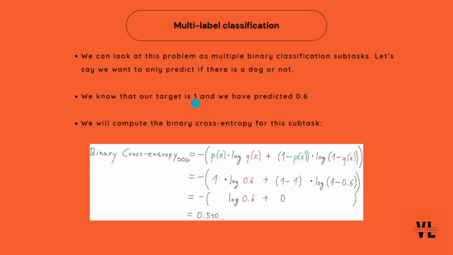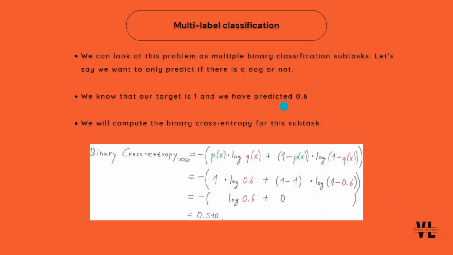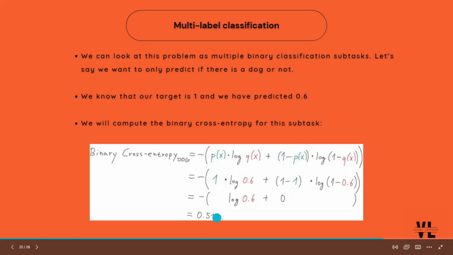We know that our target is 1 and we have predicted 0.6 for the case of the dog. So we're going to replace those values, but instead of just using p of x times log of q of x, we're also going to add the term 1 minus p of x times log of 1 minus q of x. Since the value of p of x is going to be 1, this term is also going to be 0, and we have this output.